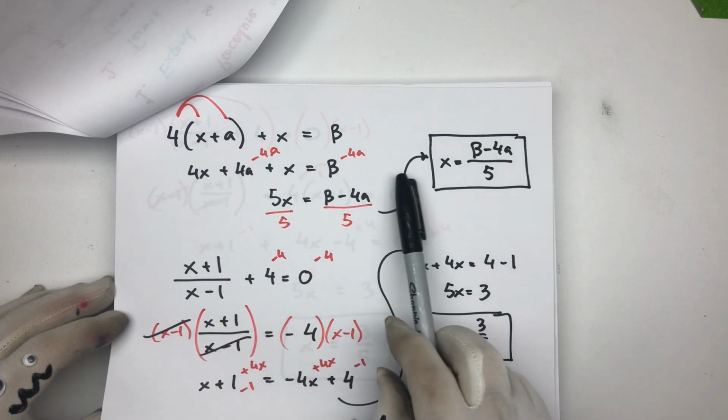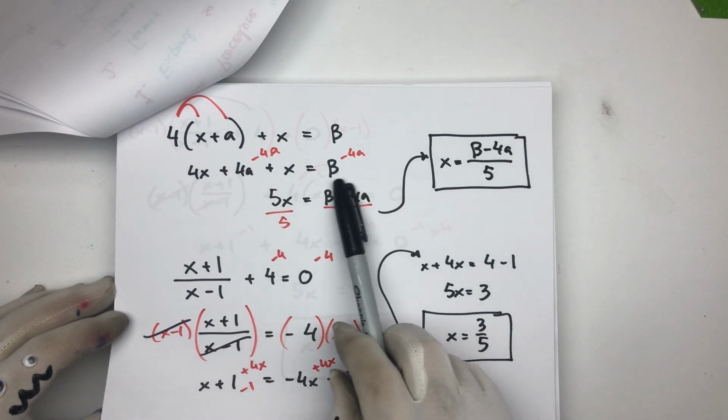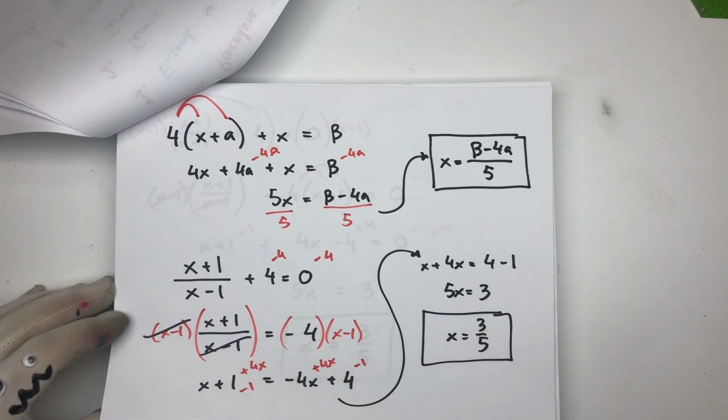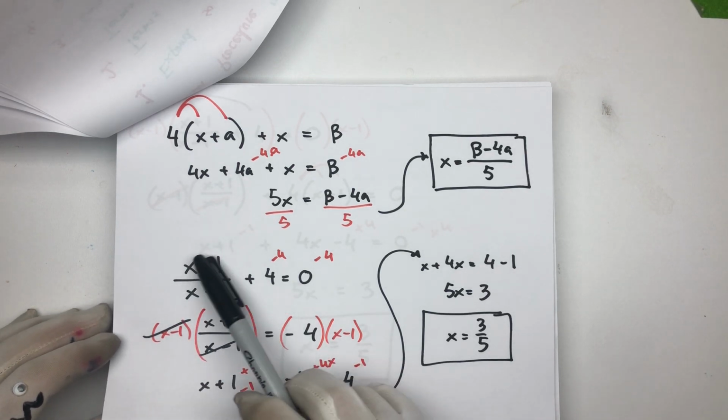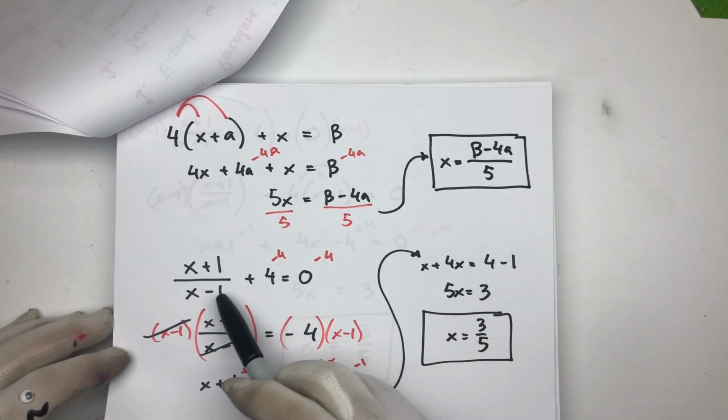Okay, now you can move all the stuff over. So you isolate your x on one side, everything else on the other side, and then you can deal with your coefficient. Look at this thing. It's crazy. I have a fraction. You have to expand it.